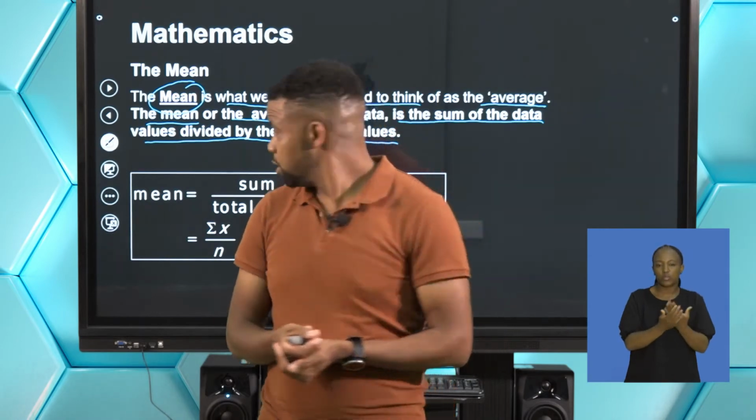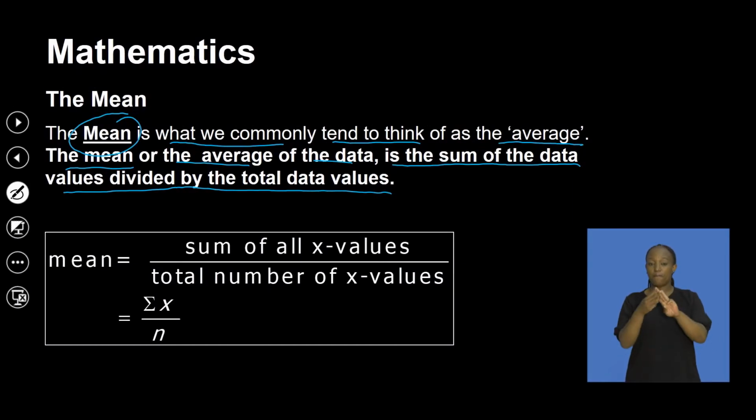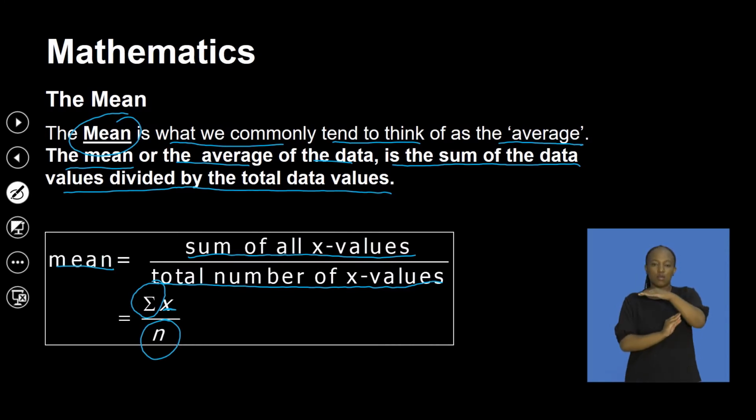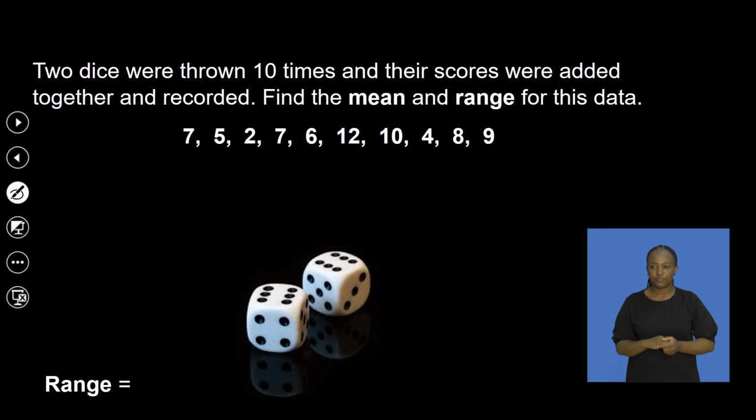So in mathematics, if I put it in a formula, the mean will be the sum of all x values of the observed variable over the total number of values of x. This is called sigma. That sign means sum, adding all the x's, over the total number of observations, how many values you have. Let's look at an example.